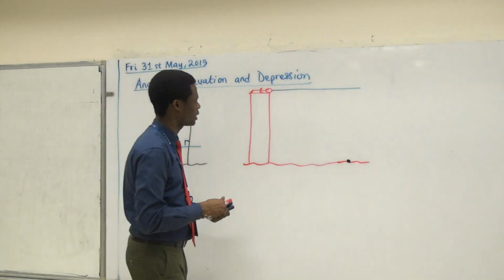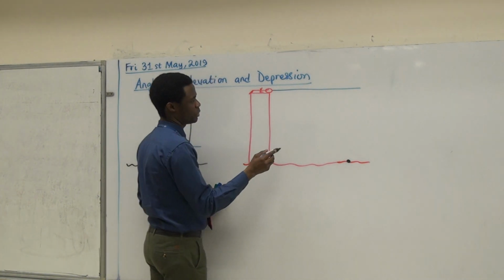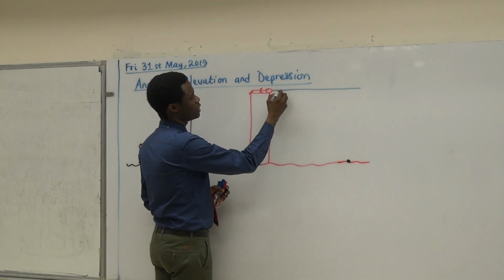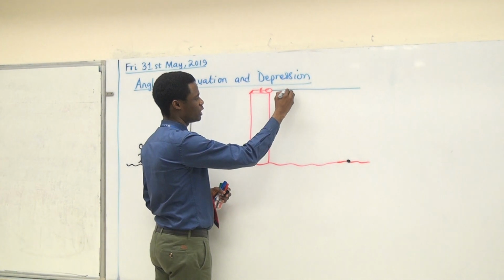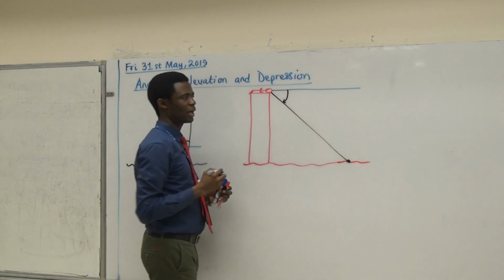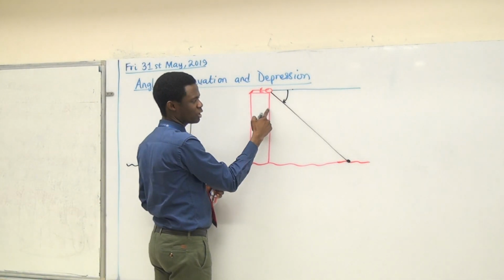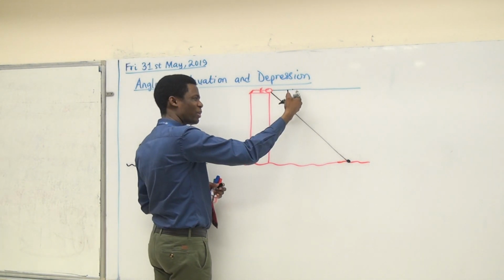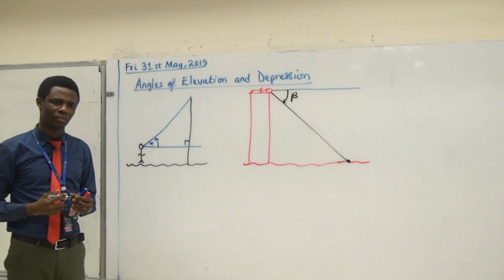Anyways, now, for Elson to be able to view this cash right here, he needs to deviate from his normal view, isn't it? So this is his normal view. He needs to deviate down a little bit and be able to make eye contact with the cash. This angle from here to here, not from here to here, because Elson was never here. Okay? This angle from here to here is the angle of depression. Maybe I call that beta.